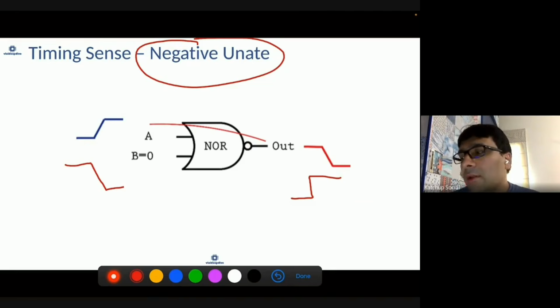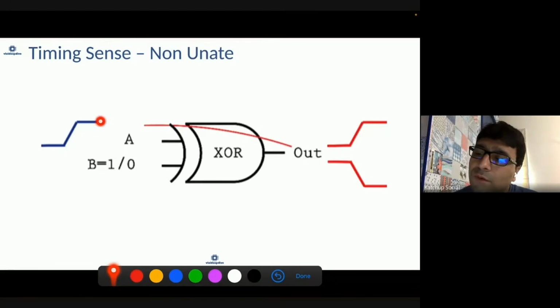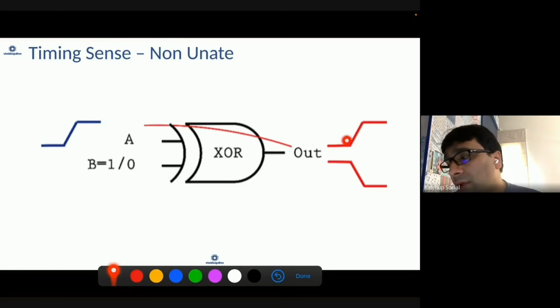Sometimes input or output may not follow this behavior, that when input changes and goes from 0 to 1, output may rise or output may fall. It's not possible to predict. Then these arcs are known as non-unit arcs. One such example is XOR gate, where when input rises, output can rise or output can fall.